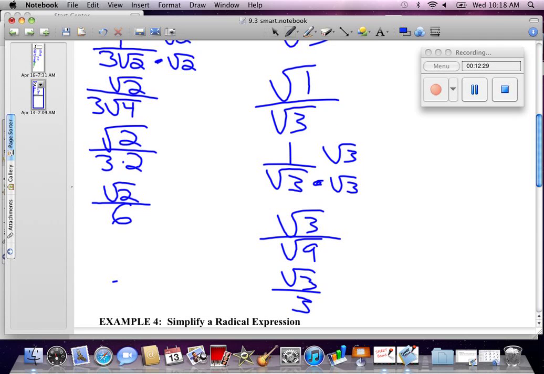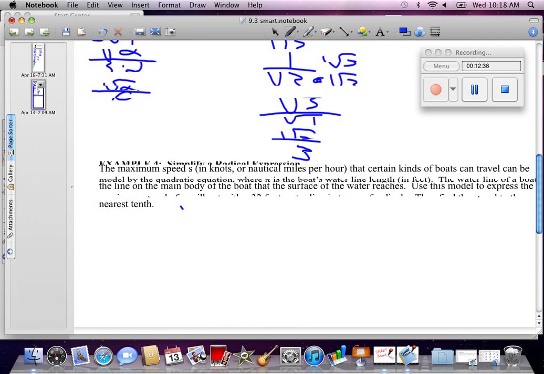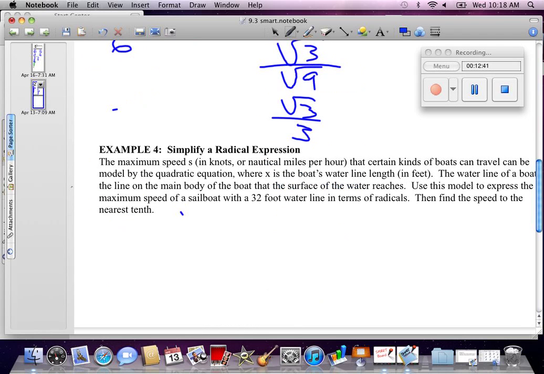Okay. We're going to do the last problem and then we're finished. The maximum speed s in knots or nautical miles per hour that a certain kind of boat can travel can be modeled by the quadratic equation s squared equals 16 over 9x, where x is the boat's water line length in feet. The water line of a boat is the line on the main body of the boat that the surface of the water reaches. Use this model to express the maximum speed of a sailboat with a 32-foot water line in terms of radicals. Then find the speed to the nearest 10.